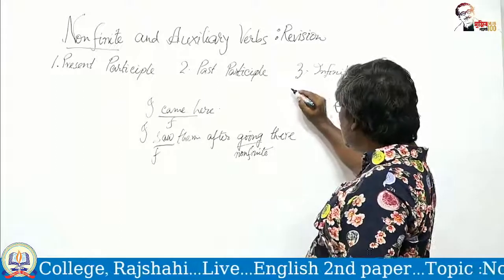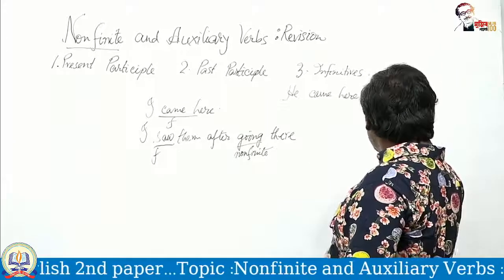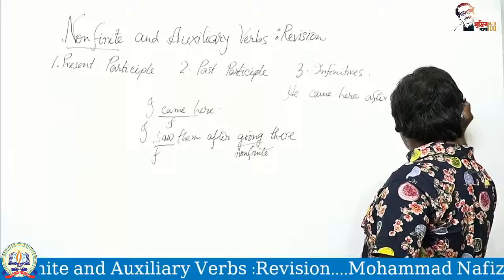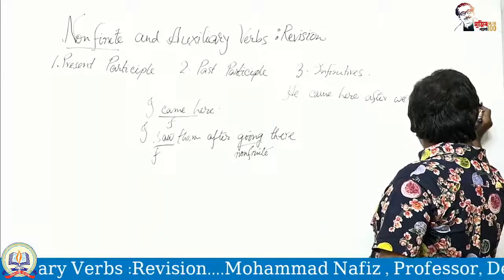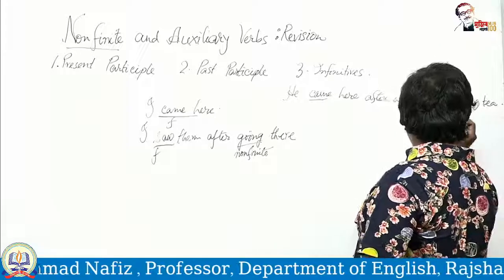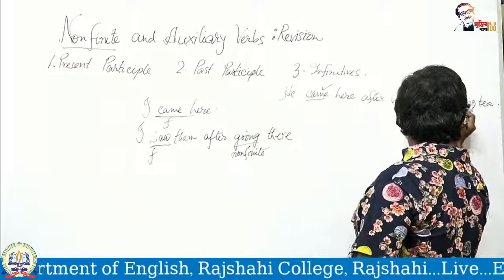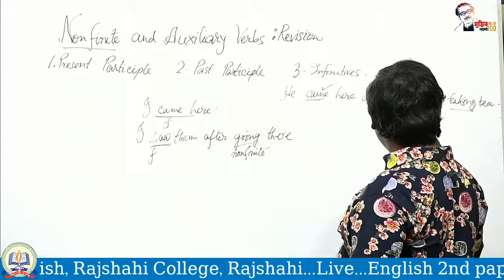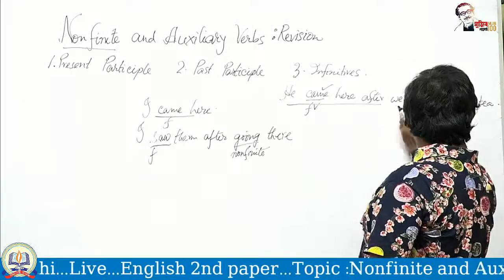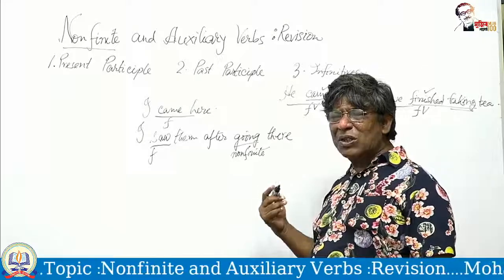Sometimes we may get more than one clause. For example, he came here after we finished taking tea. Look at this sentence. Came is a finite verb, finished is a finite verb, and taking is a non-finite verb. Came is in the past indefinite form, finished is in the past indefinite form, and taking is a verb without any tense form, and therefore it is a non-finite verb. Since we have two finite verbs in this sentence, the sentence has two clauses. One is he came here, and the other one is we finished taking tea. In a clause, the finite verbs function as the center of the clause.